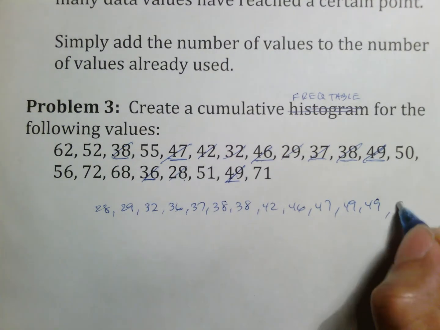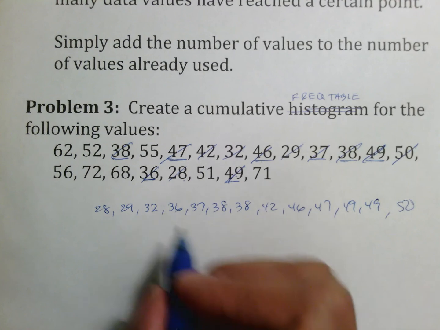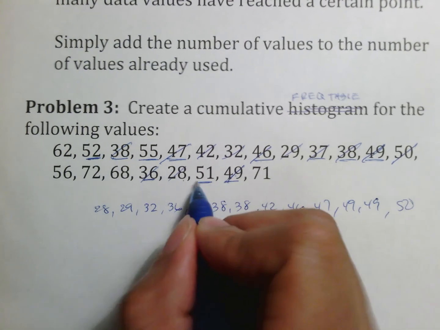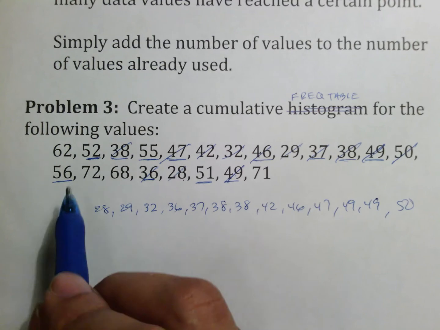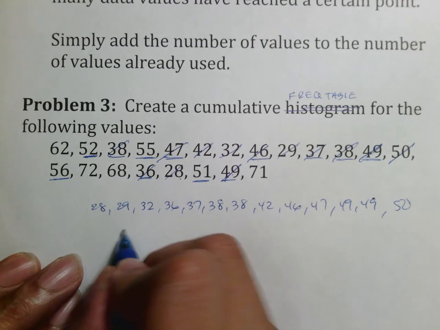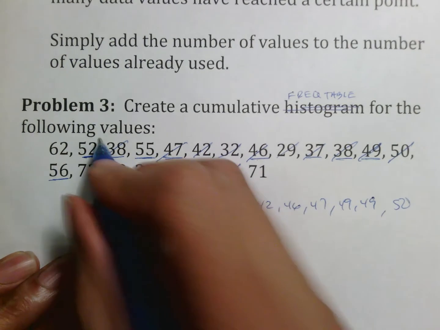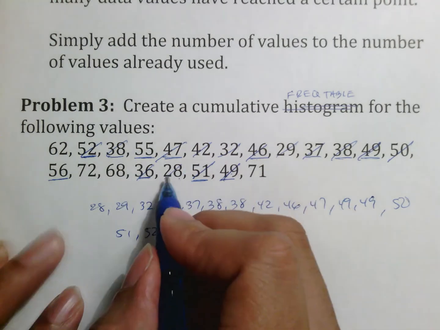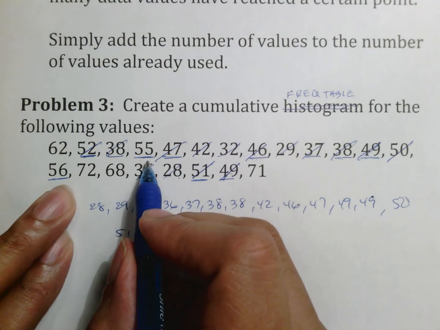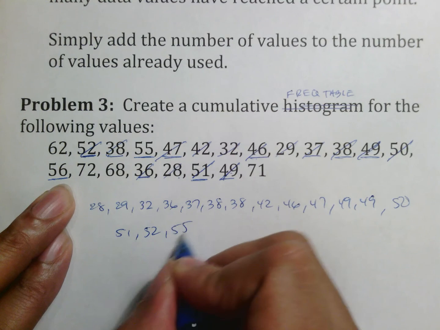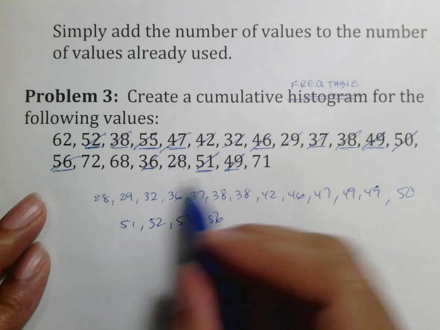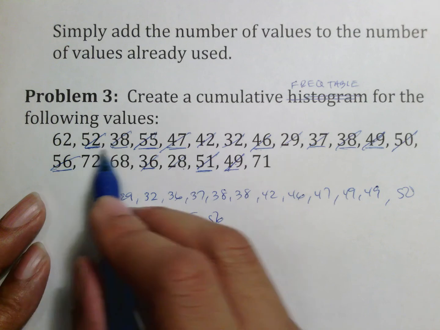Now we're in the 50s. Of course, there is a 50 right here. And I'm going to underline every other 50 that I have so I can see it and make it stand out to myself. The lowest after that looks to be 51. Cross that out. 52. Cross that out. Looks like 55. Cross that one out. And 56. Cross that one out. And I don't think there's any more 50s.